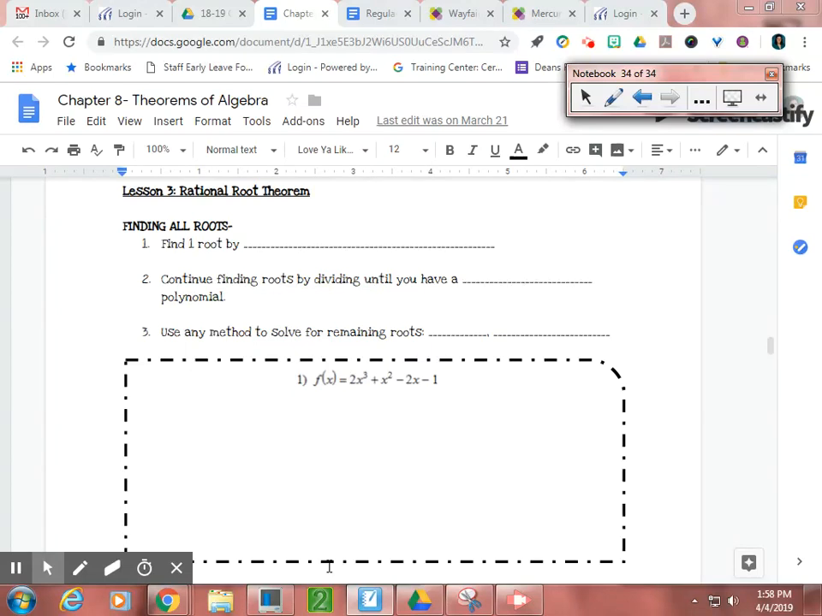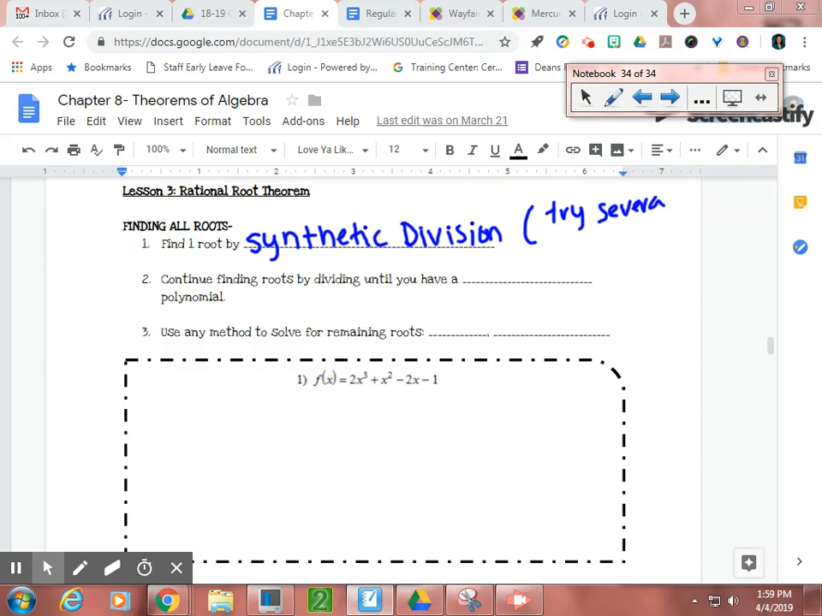In this lesson, we're going to take our P's and Q's, do synthetic division, and find all of the roots that are in an equation. Okay, so the first thing that we want to do is find one root by synthetic division. And you might have to try a bunch of numbers. You need your remainder to equal 0. Okay, that's your goal of this.